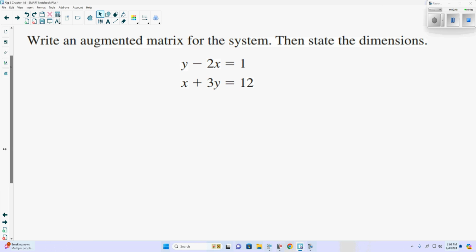So we need to rewrite the first equation. The variables are on the same side, but they're out of order. We need the 2x first, so we can move the negative 2x to the front. Then we would have plus y is equal to 1. We just need to reorder our variables so that we have x, y, and if we had z, it would come third.